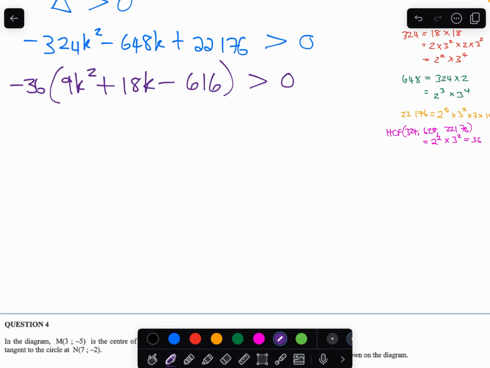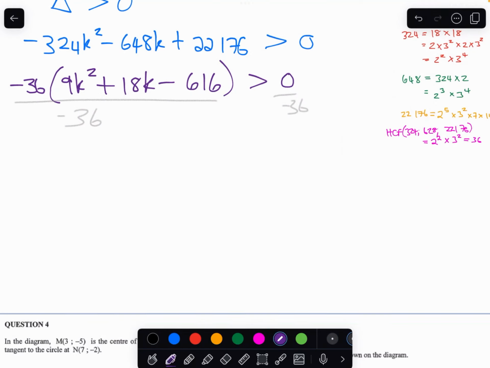Right, if we then divide by negative 36 on both sides, then our sign, I don't know where this was going. That becomes that. Can I just check what time it is because I have a place to be. I didn't see the time. I'm just going to have to go faster.